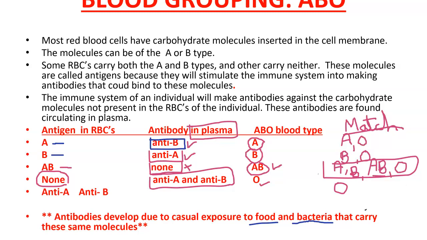So from here you should know that type A blood carries the type A antigen and the anti-B antibody. Type B blood carries the B antigen and anti-A antibody. Type AB blood carries the A and B antigens and no anti-A or anti-B antibodies. And type O blood carries none of the antigens, therefore will make anti-A and anti-B antibodies.